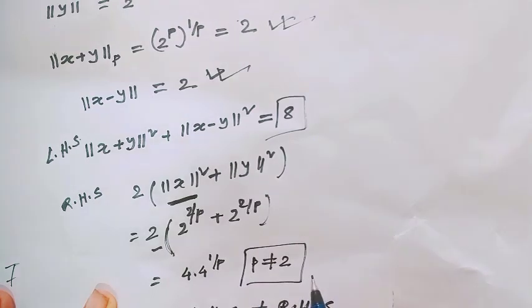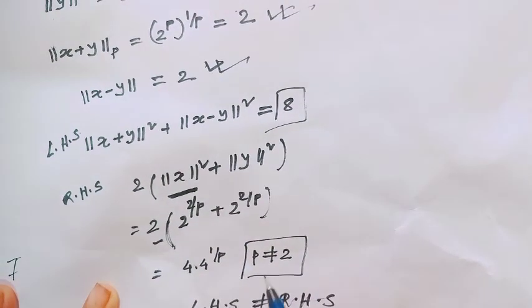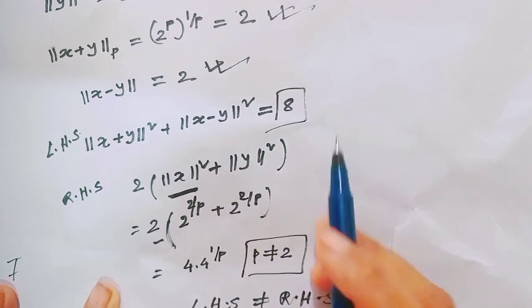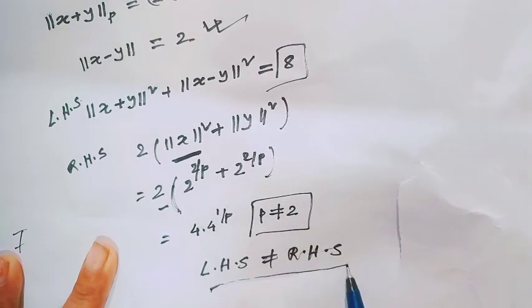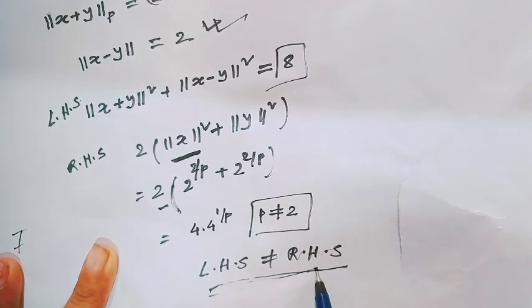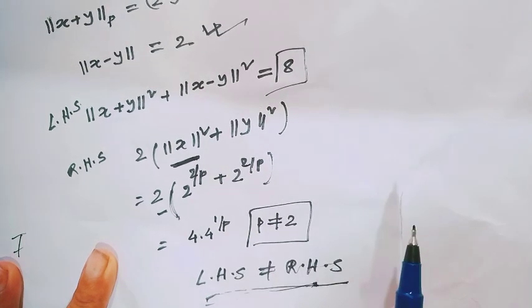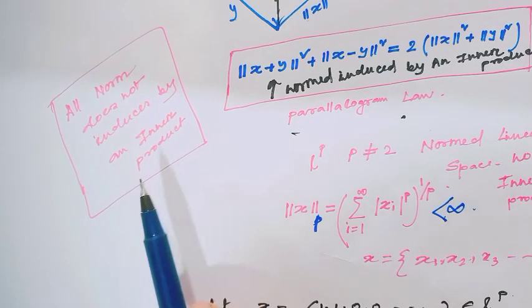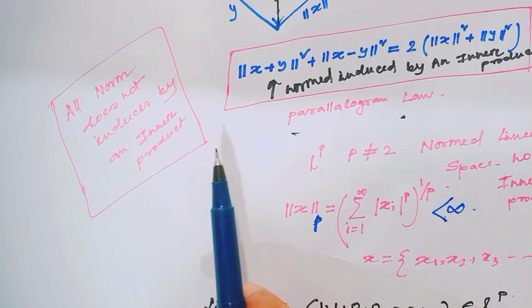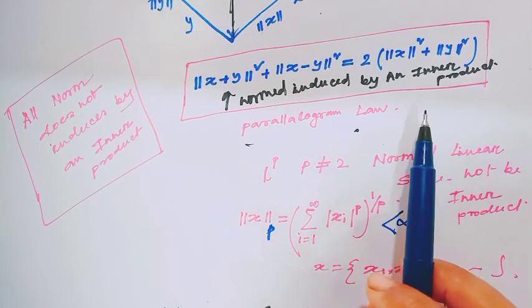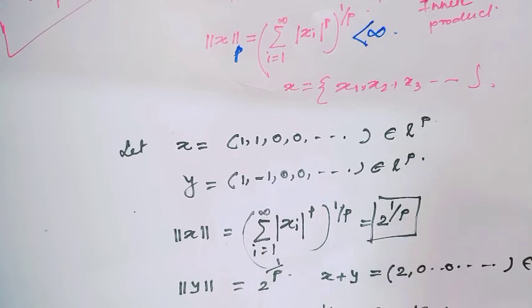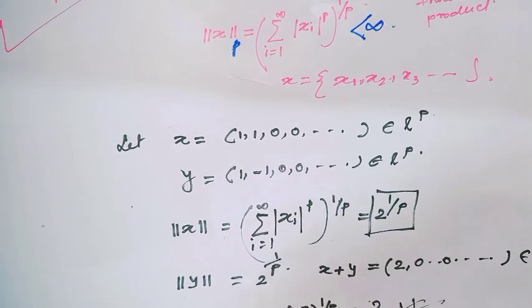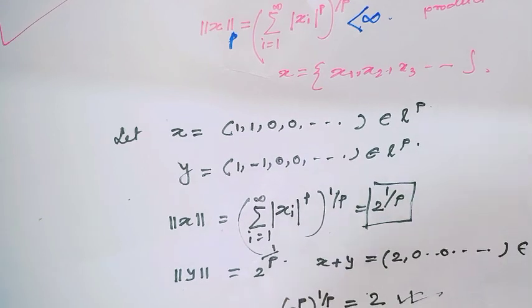When p is not equal to 2, then these two values are not the same. When p equal to 2, obviously then this value would be 8, and then they are the same. But when p is not equal to 2, then the left hand side is not equal to the right hand side. That means the parallelogram law does not hold here. Therefore, this norm is not induced by an inner product, because when the parallelogram law is satisfied, that implies the norm is induced by an inner product. Have you understood why I told you in the beginning of the lecture that not all norms are induced by an inner product?